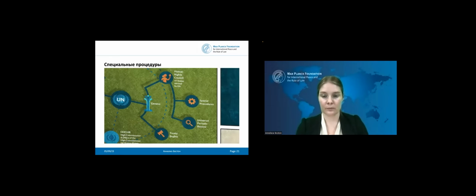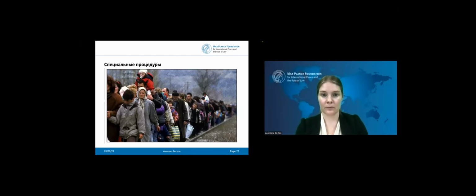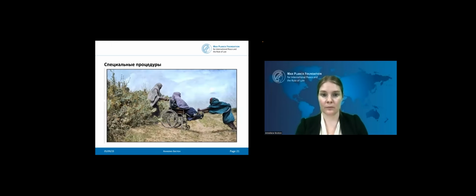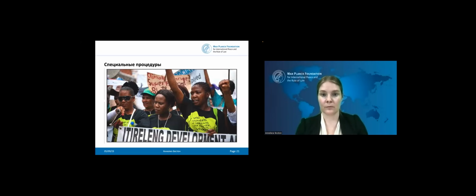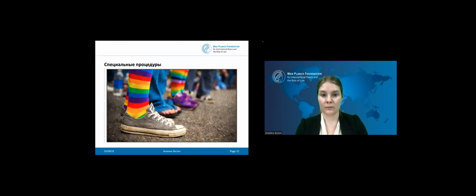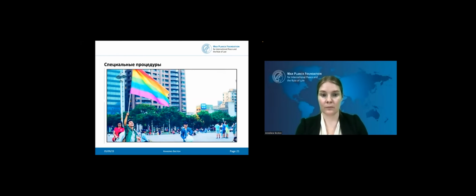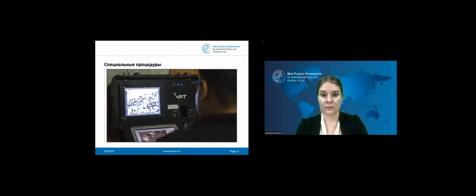Special procedures are one of the most powerful international instruments for confronting violations of the rights of individuals and particular groups. In the past, they have taken action against the killing of environmentalists, raised awareness of the challenges facing women human rights defenders, shone a light on abuses against LGBTI people, and helped to expose the risks faced by civil society in highly restrictive environments.